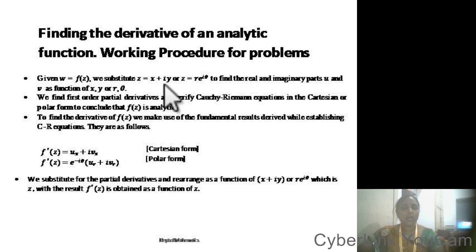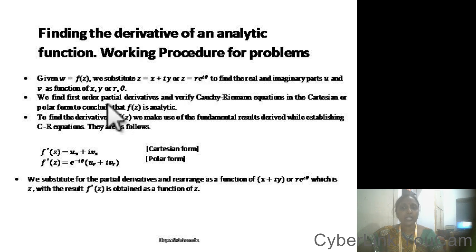Suppose it is complicated to separate the real and imaginary terms in Cartesian form, then we will prefer z in polar form. A complex number in polar form is z equals r into e power i theta. So whenever it is complicated to separate in Cartesian form, at that time we will prefer the polar form. This is the first step.